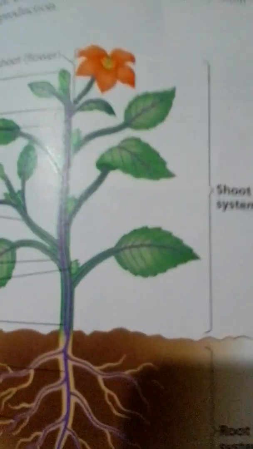Biology, the scientific study of life. It's plant structure, growth, and development. Notice this figure, an overview of a flowering plant. Notice the shoot system and root system.